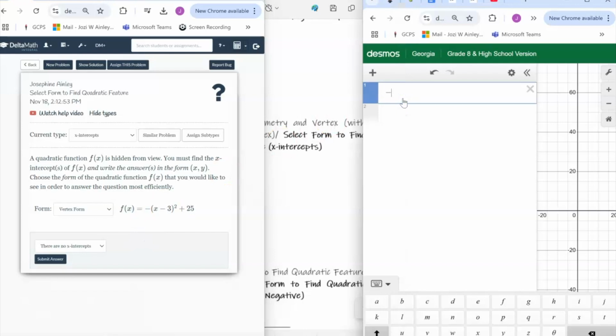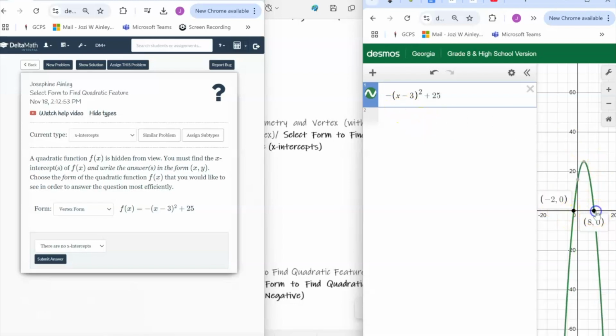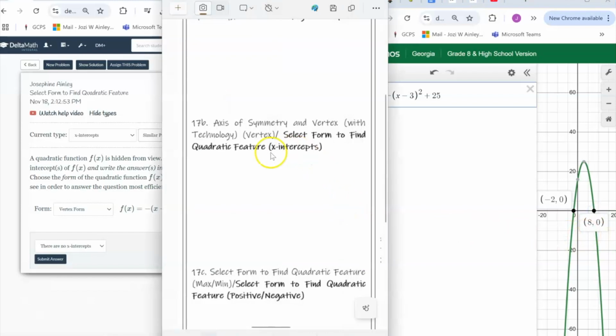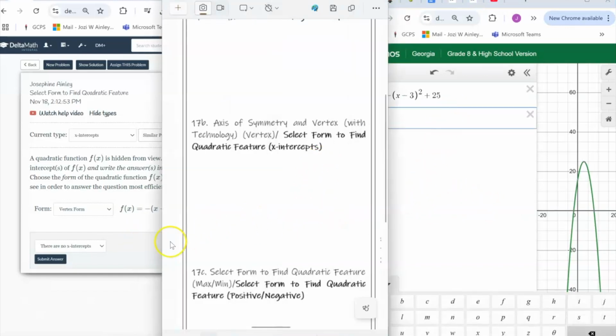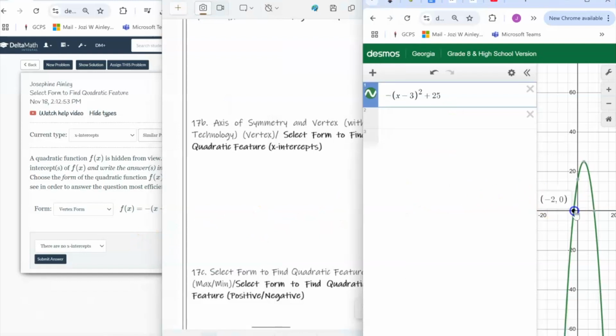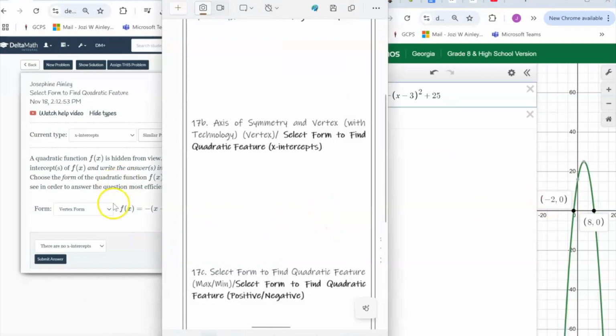Go ahead and just type it in and look at it. So we're going to have x minus 3 squared, all right, plus 25. And where does it cross the x-axis? At -2, and at 8,0. Please write down an explanation as well as a question here on how to find x-intercepts. All right, now let's also cover just looking at the graph and seeing what it is. So we already know these two answers are that.